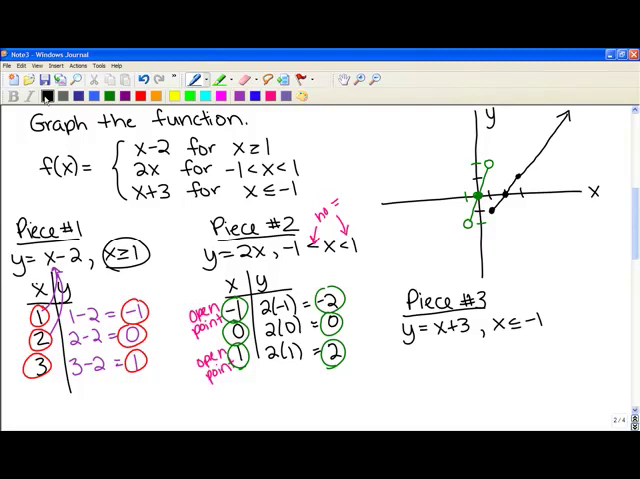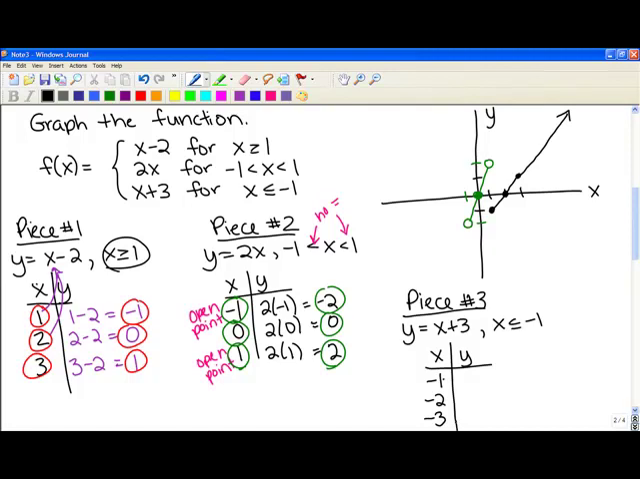And the last piece, let's deal with that. This is valid for x less than or equal to negative 1. So let's set up our table again. Let's start at negative 1. And numbers that are less than negative 1 are negative 2 and negative 3.